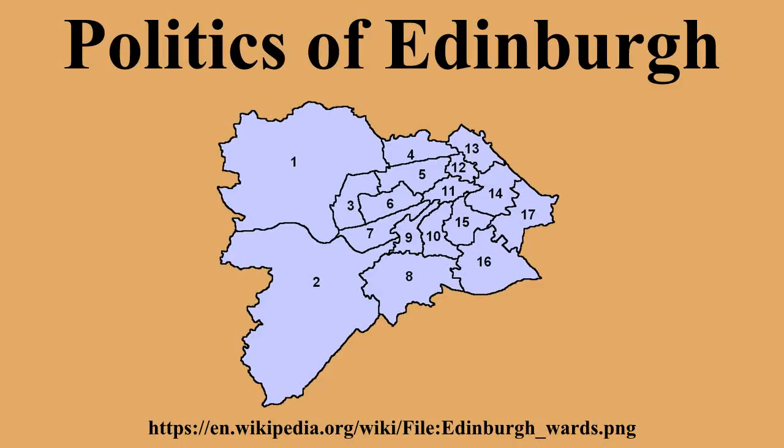On the 18th of September 2014, Edinburgh voted no in the Scottish independence referendum by 61.1% to 38.9% with a 84.4% turnout rate.